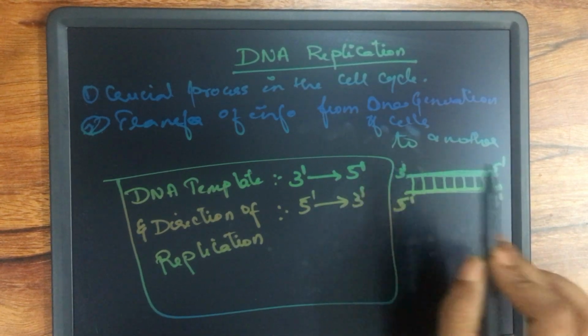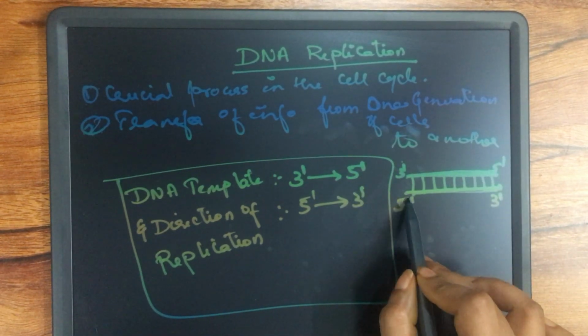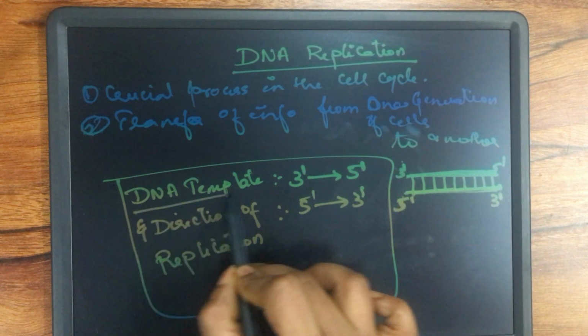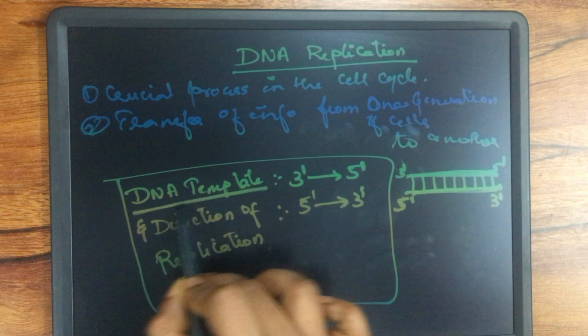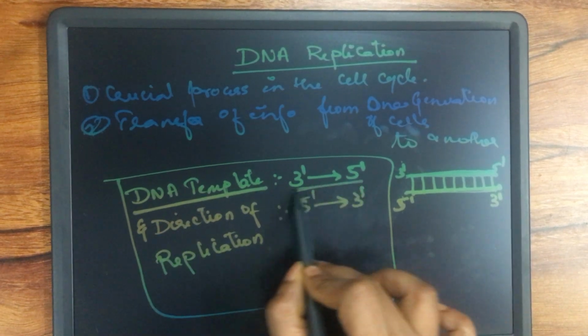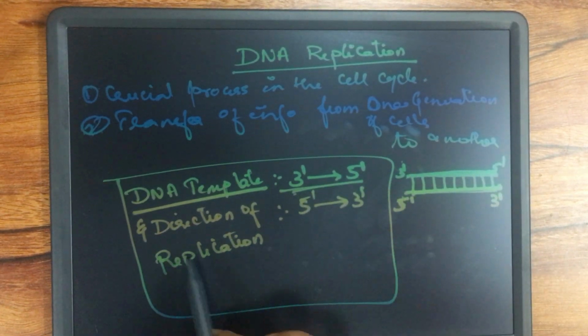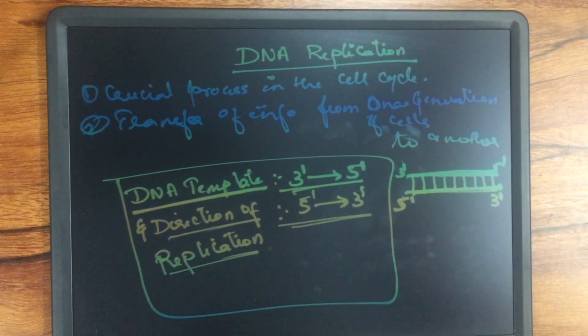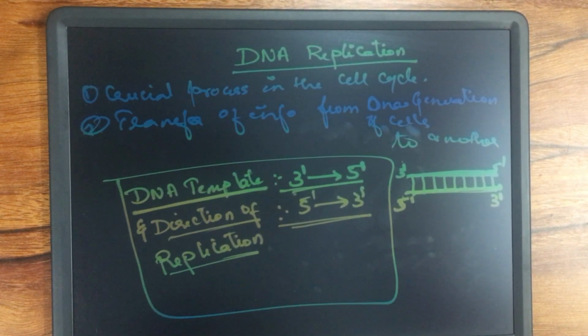One strand is running from 3' to 5' direction and another is running from 5' to 3' direction. The DNA template on which replication takes place is always in 3' to 5' direction, and the direction of replication is always in 5' to 3' direction. Okay, now let's look into the detailed steps of replication.